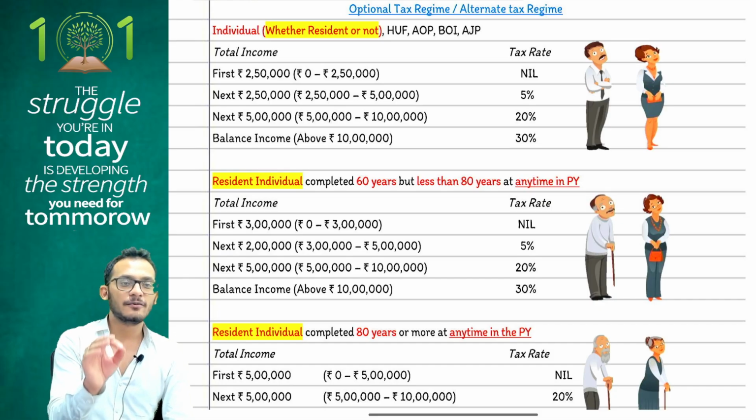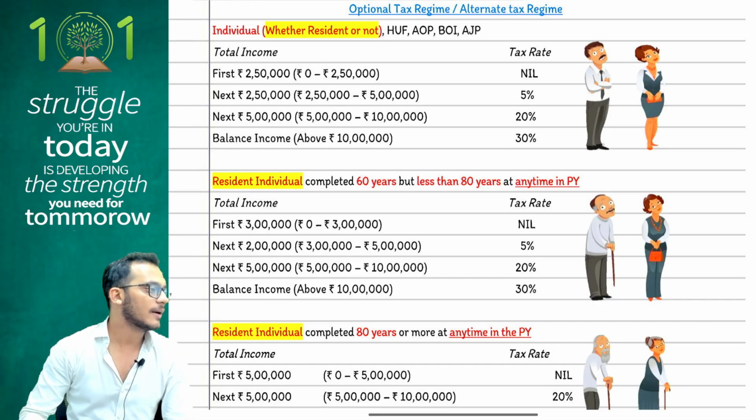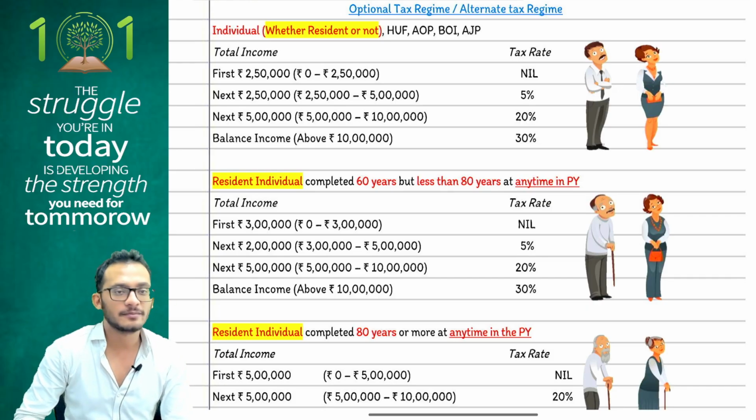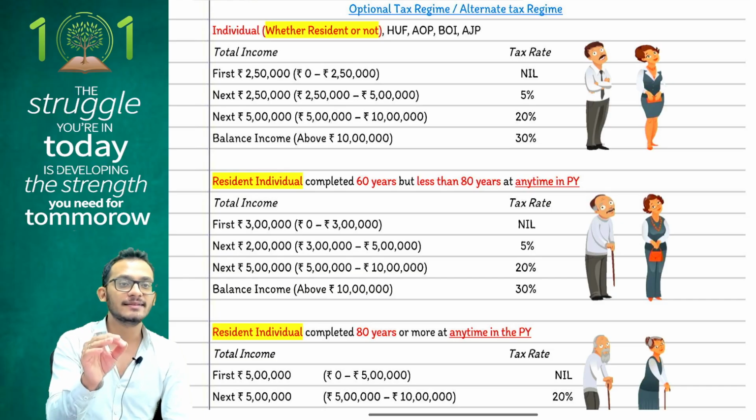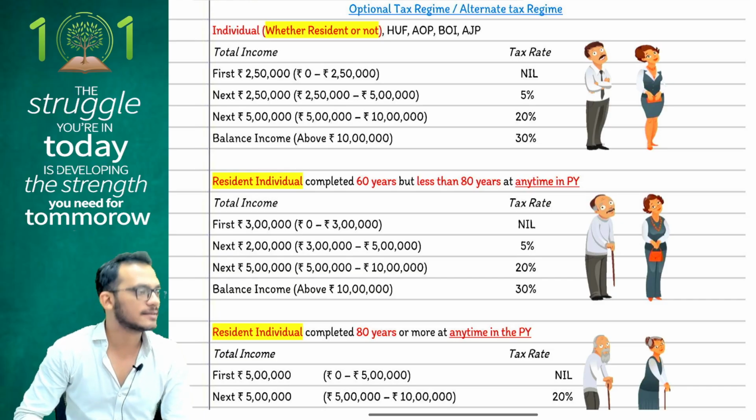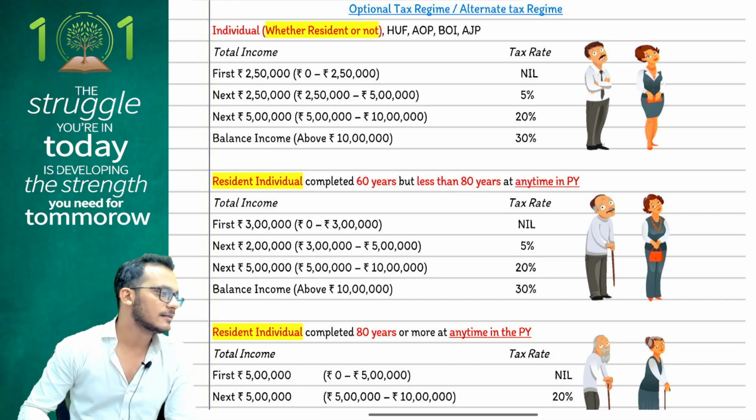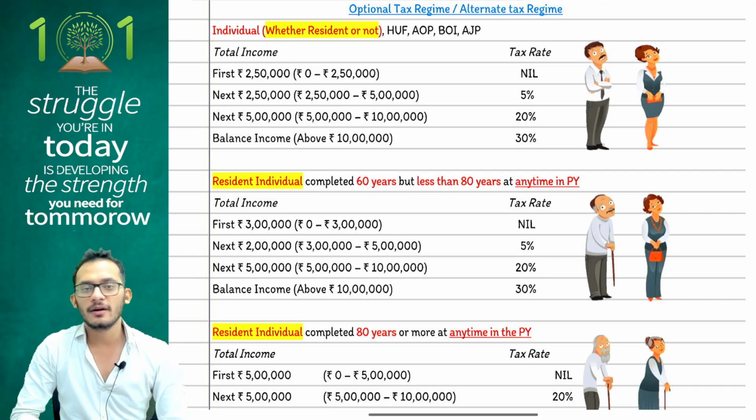If your birth date falls on 1st April, you have completed the age on 31st March. You've completed the age on 31st March, which means 1st April 1966 is going to be 60 years. 1st April 1946 is going to be 80 years for your exam purposes.